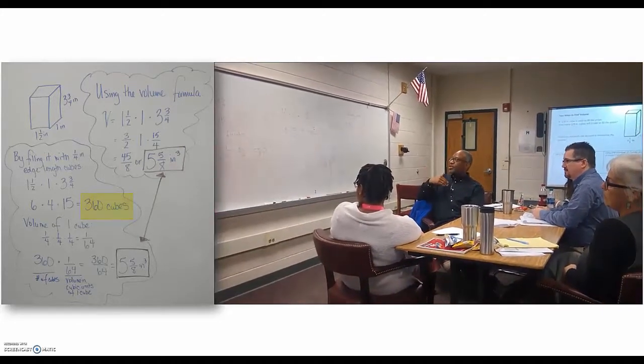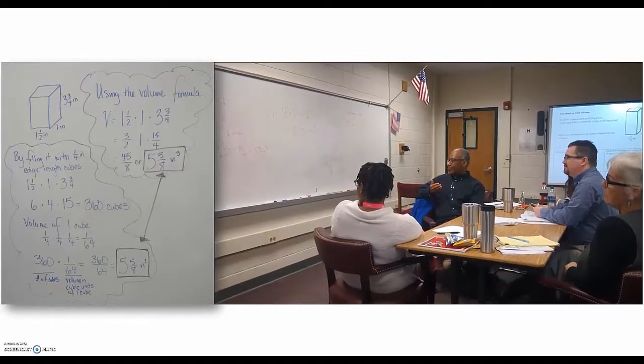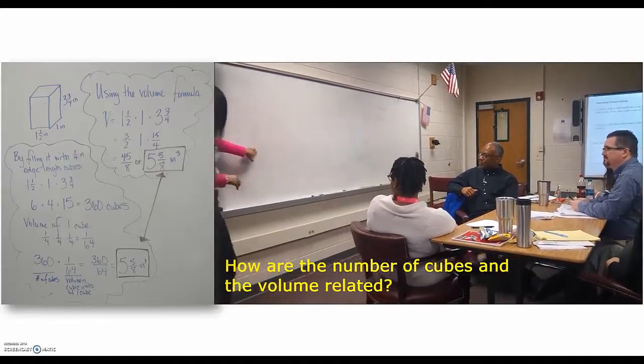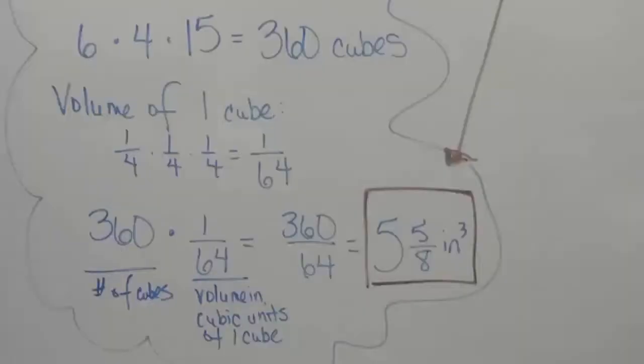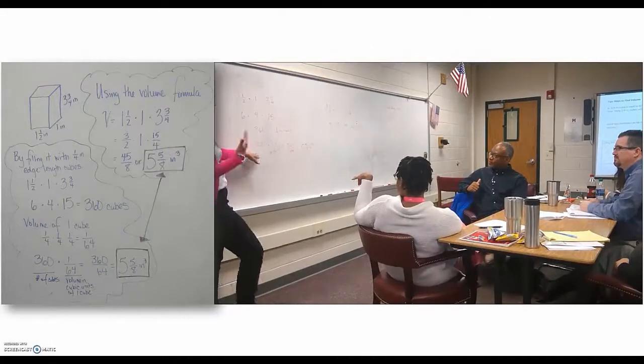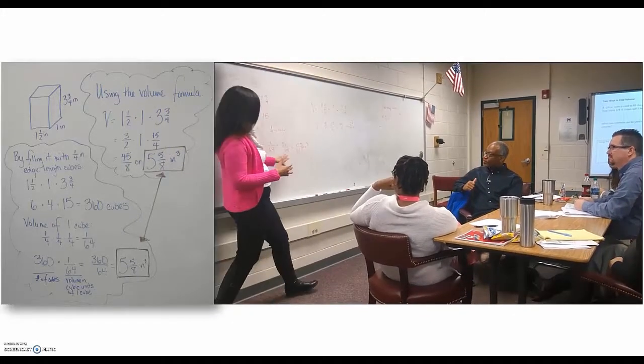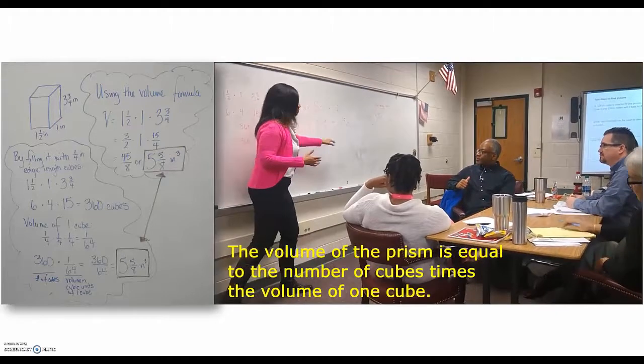1/4 inch. How many 1/4 inch cubes fill up that solid? Right. How many 1/4 inch cubes go into that rectangular prism? So we have 360 of them. Now, what is the volume of that 1/4 inch cube? 1/64. So if we were to calculate, because we want to compare, we want to compare it to what they're used to doing.